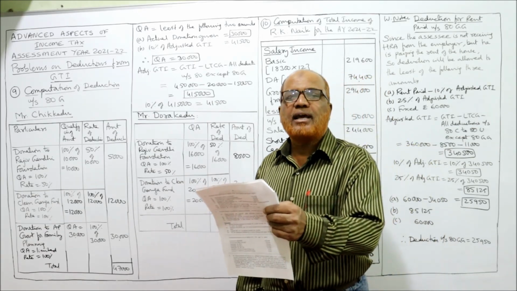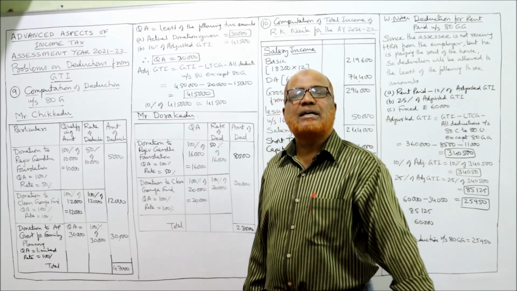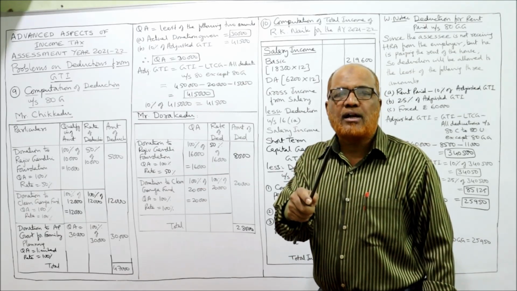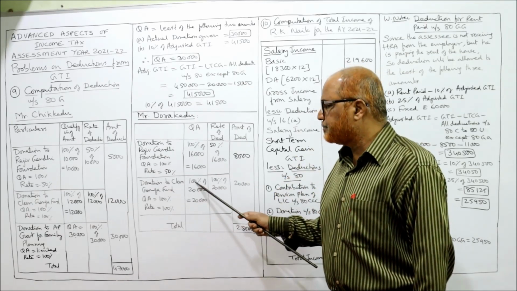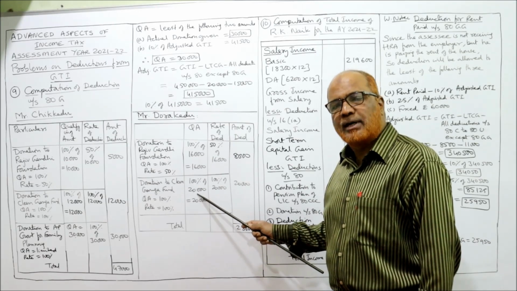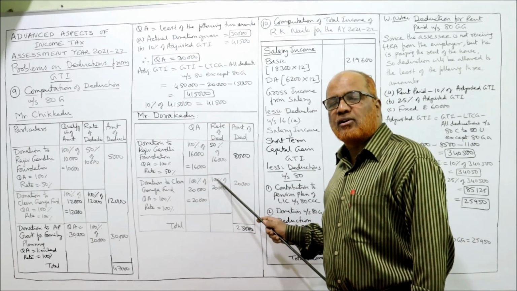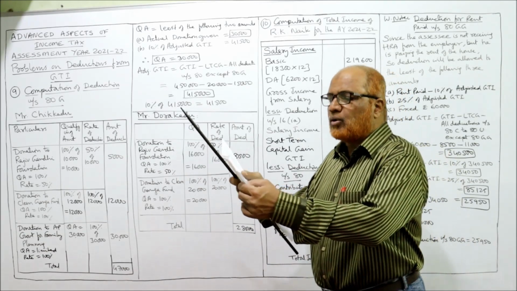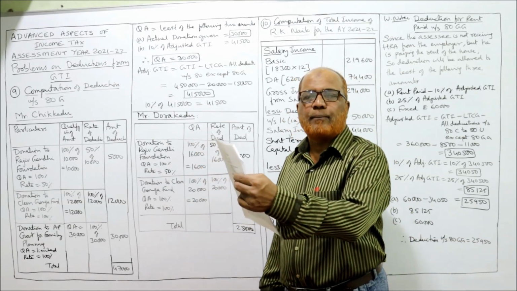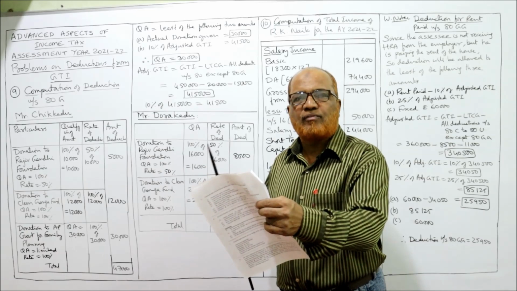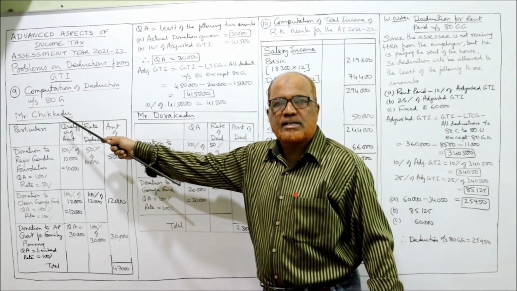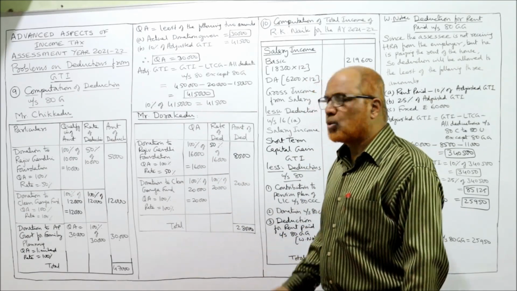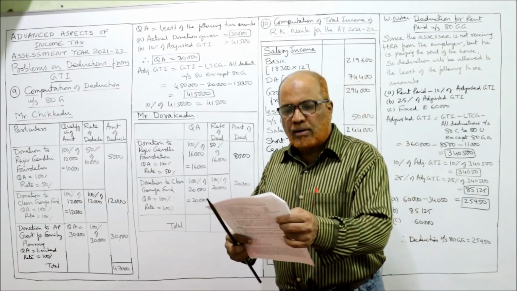Secondly, donation to Clean Ganga Fund. Amount given is 20,000. Qualifying amount 100%, rate of deduction also 100%. 100% of 20,000, so 20,000. So the total will be 28,000 because we don't have a donation to AP government for family planning. That donation is there only for Chikkudu. Dorakadu has not given any donation for family planning. That's all. Total 28,000. This is problem number 9.